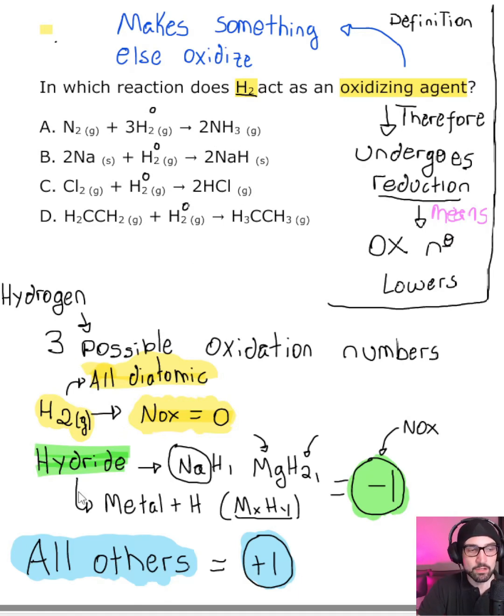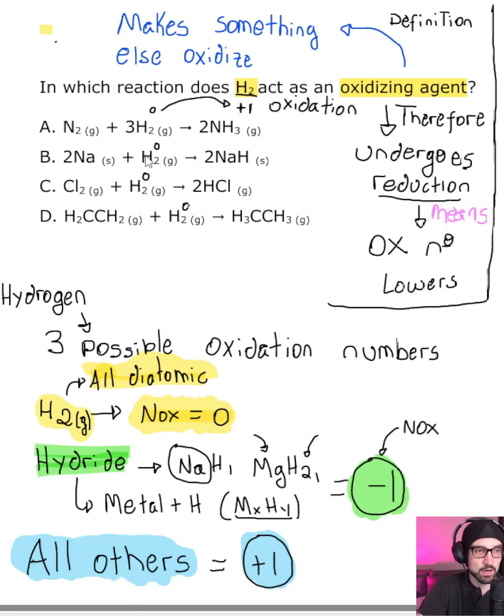NH3. NH3 is not a hydride because nitrogen is not a metal. It's a Bronsted-Lowry base, right? And it's not a diatomic gas. It is a gas, but it's ammonia. It's a compound. Therefore, hydrogen will have an oxidation state of +1 here. So it went from 0 to +1, and that is an oxidation. So definitely not A. Let's look at B.